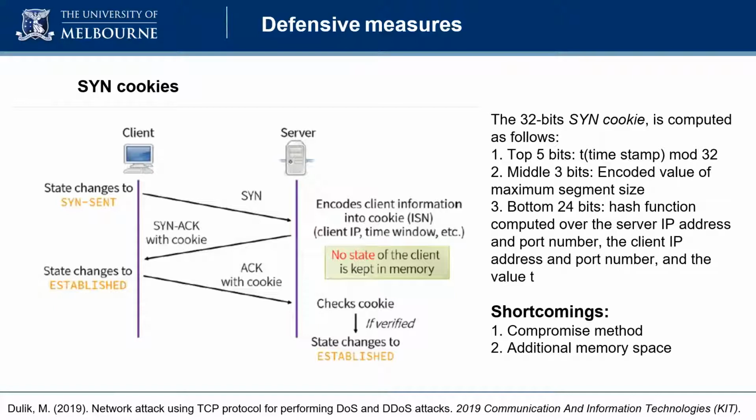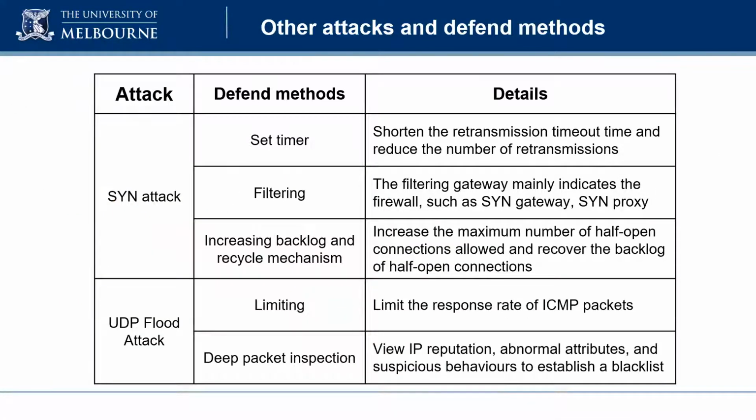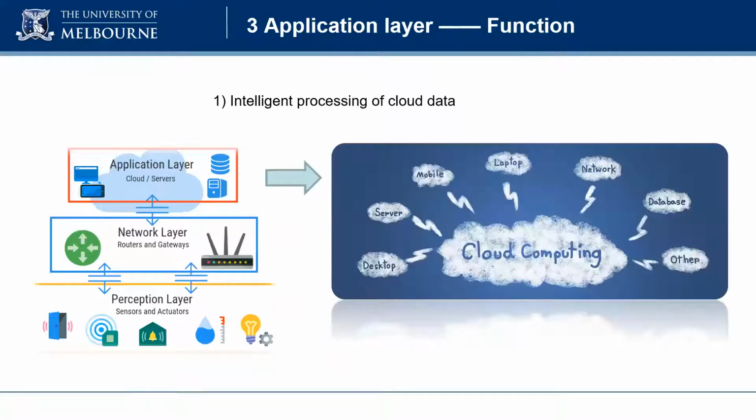However, it's a compromise method. The cookie does not reduce attack traffic, and it will spend additional time and space on cryptography operations. In addition, there are other ways to deal with SYN attacks, like setting timers, filtering, and recycling mechanisms. The MQTT service will also be subject to other attacks like UDP flood attacks. We will explore more detail in the report. Next, my friend will introduce the application layer.